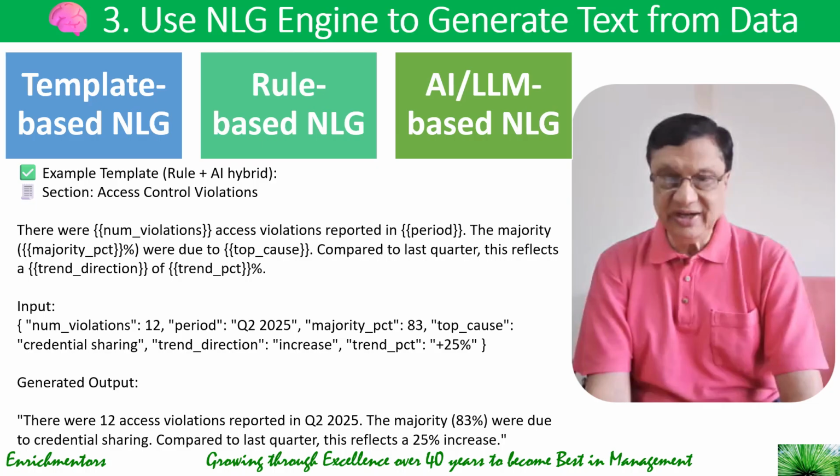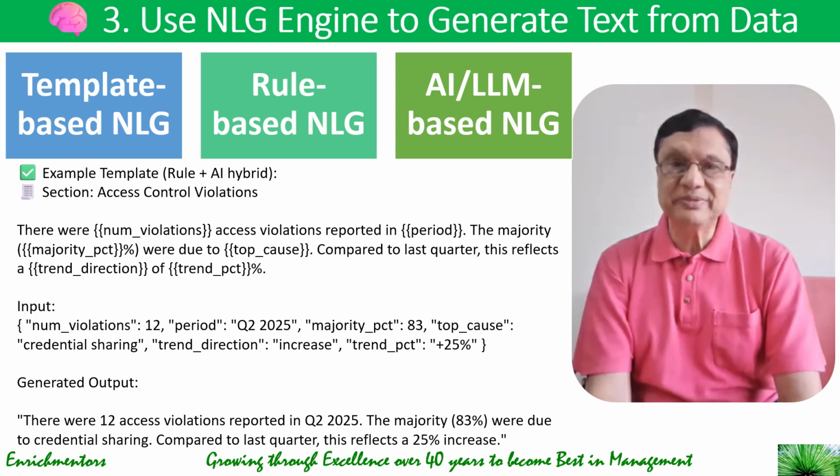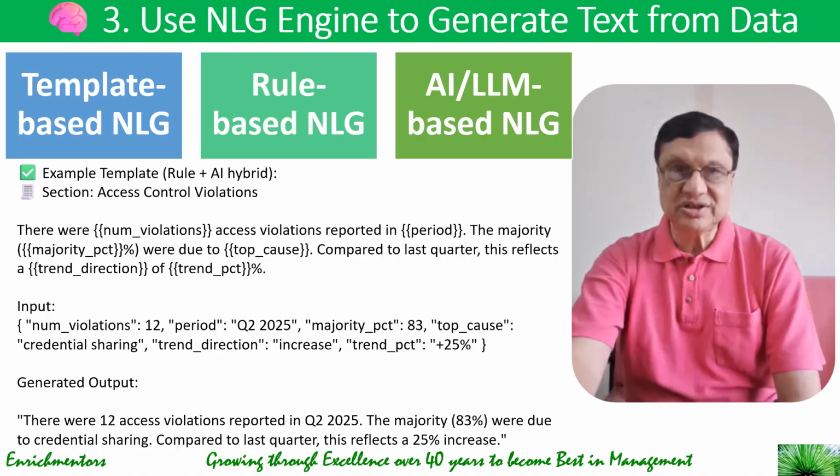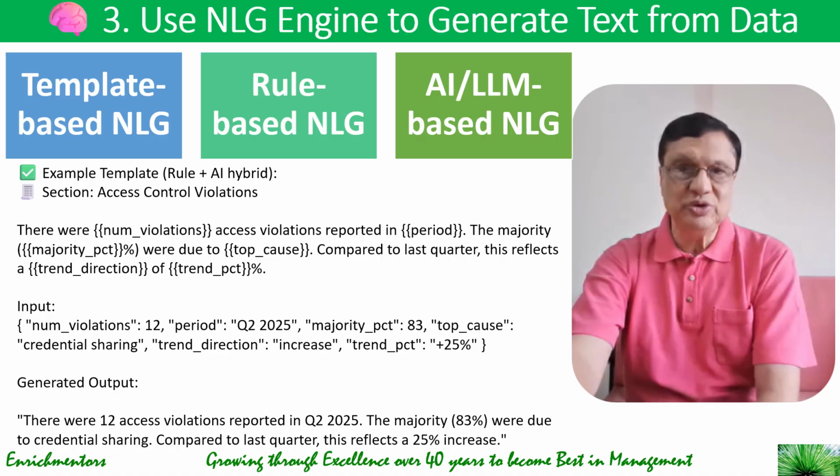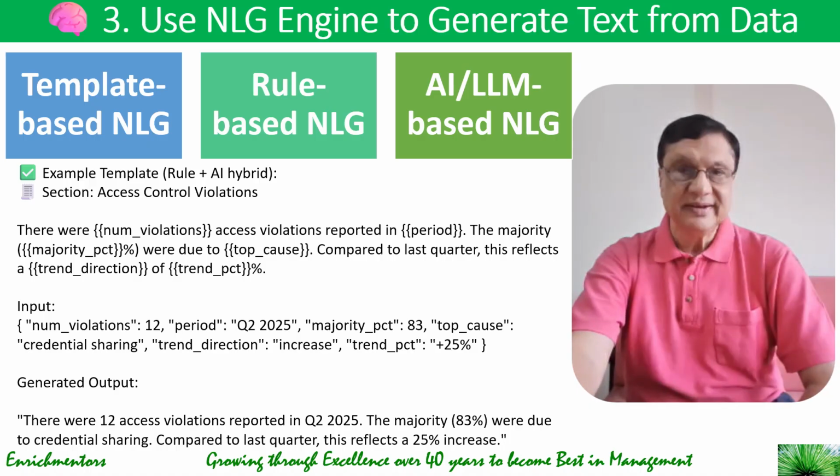The majority, 83%, were due to the credential sharing. Compared to the last quarter, this reflects a 25% increase. So that's how you can generate text report from data using NLG engines. And the example here we have given you is a rule-based NLG.